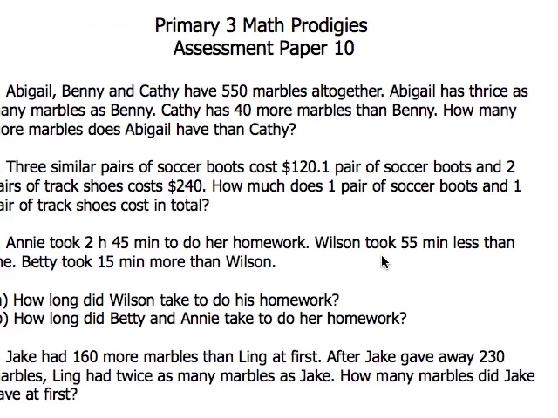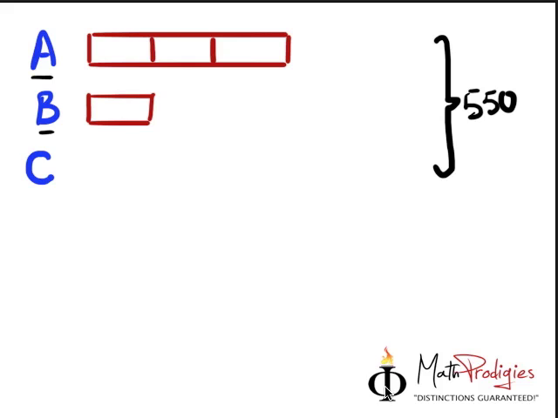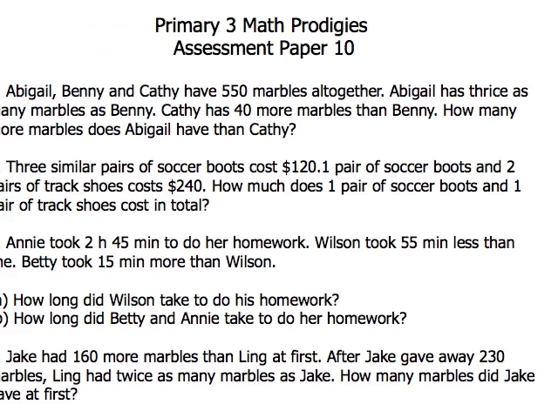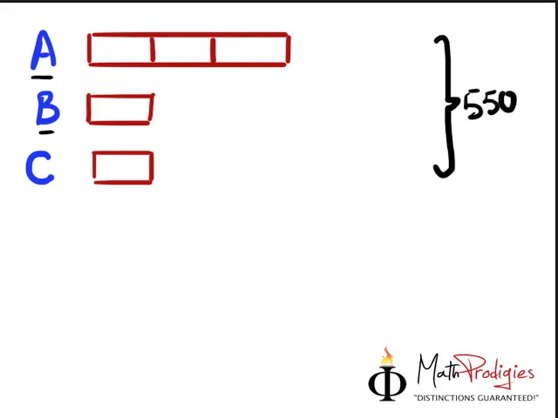The next part, it says that Kathy has 40 more marbles than Benny. So where's Kathy? Kathy is over here. So she has 40 more marbles than Benny. She will have the same number of marbles as Benny, and then plus how many more? Plus another 40. Oops, sorry, I'll use a different color. Plus another 40 over here. Okay, so this is 40.